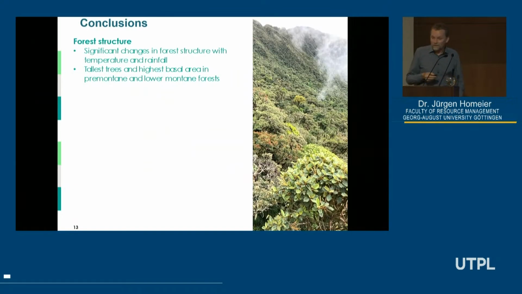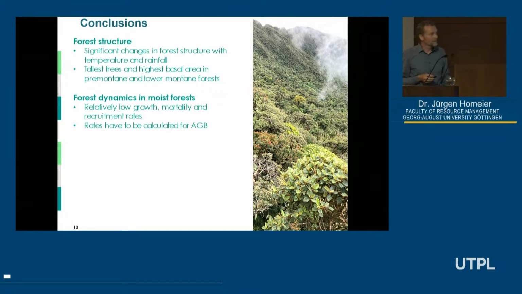So a short summary on these results from our hectare plots. There are significant changes in forest structure with temperature and rainfall that could be expected. Tallest trees, highest basal area is present in the humid forest at pre-montane and lower montane elevation.